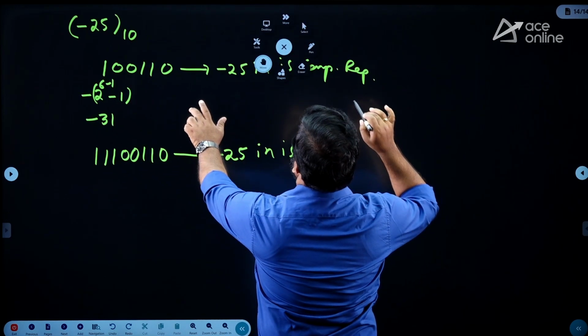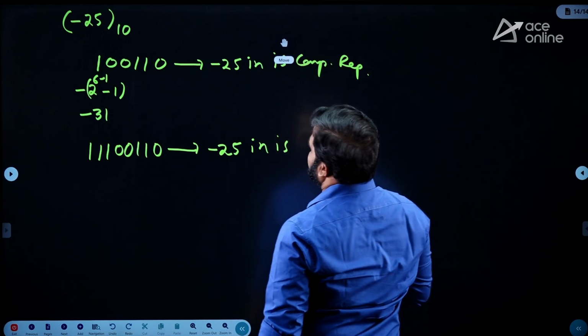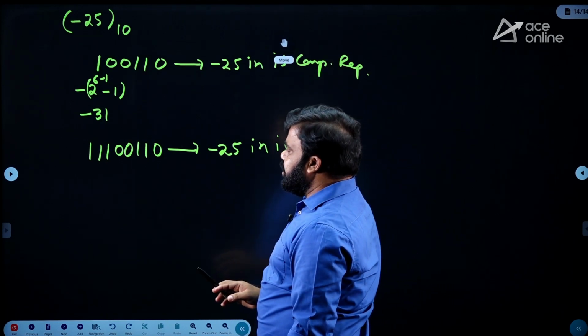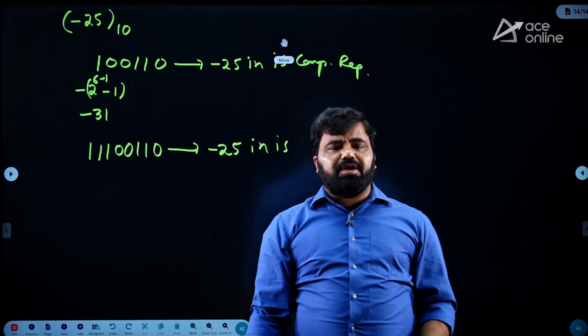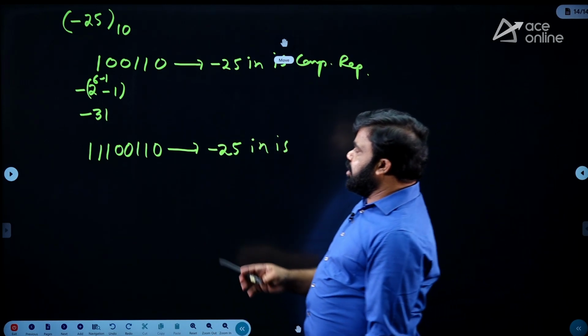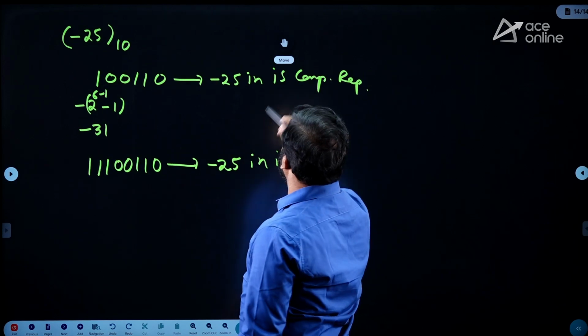Let us apply the same rules for 2's complement representation. So minus 25 using 6 bits. Why are we going with 6 bits? The minimum number of bits required is 6 bits. Then the MSB is 1.